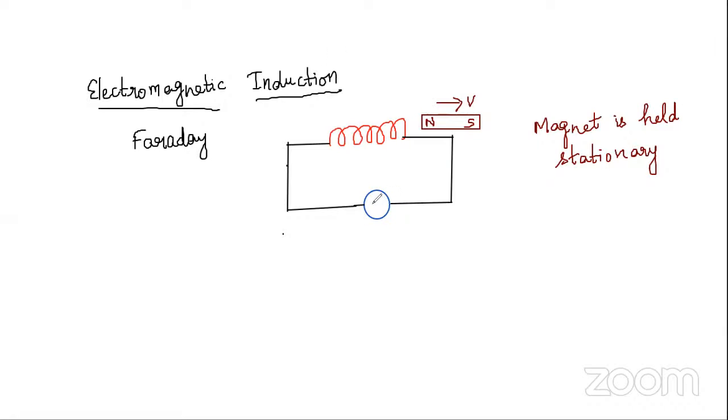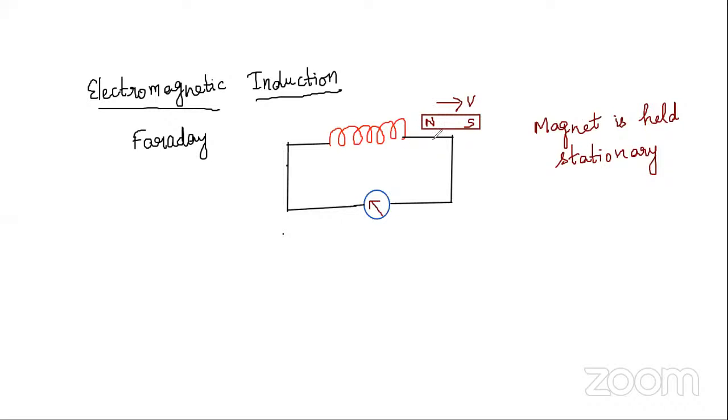Okay, the deflection is now exactly in the opposite direction, like this. So, what is your inference from this experiment? Can anyone tell me? I have explained three scenarios. The first thing is the magnet is held stationary. There is no deflection in the galvanometer.